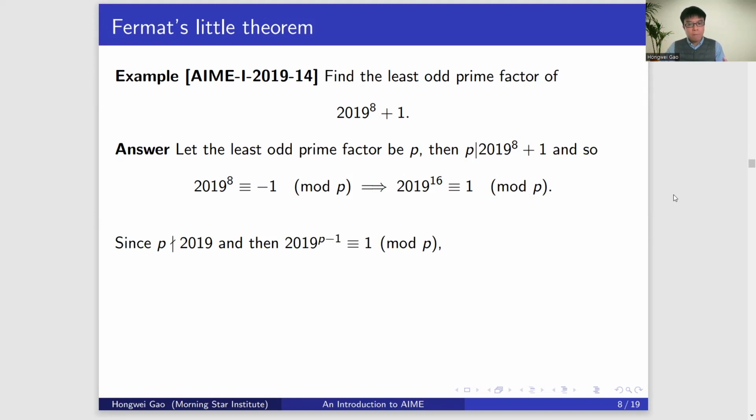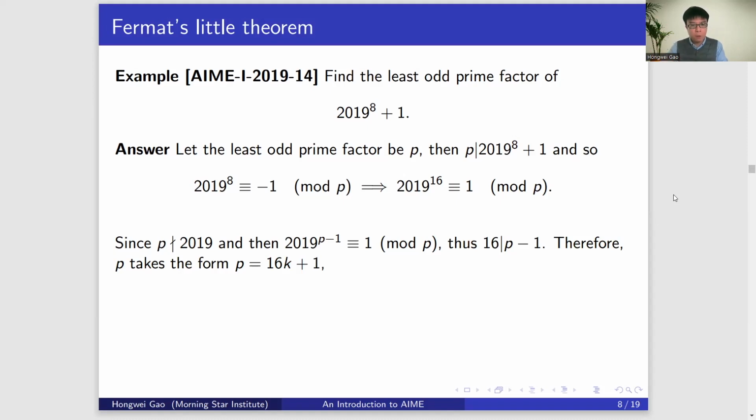p is a factor of 2019 to the 8th power plus 1, so p cannot be a factor of 2019. And according to Fermat's little theorem, 2019 to the exponent p minus 1 is congruent to 1 mod p. From the above computation, we know that 16 is the smallest such exponent. So we have 16 is a factor of p minus 1. Accordingly, p should take the form of 16k plus 1 with positive integer k.